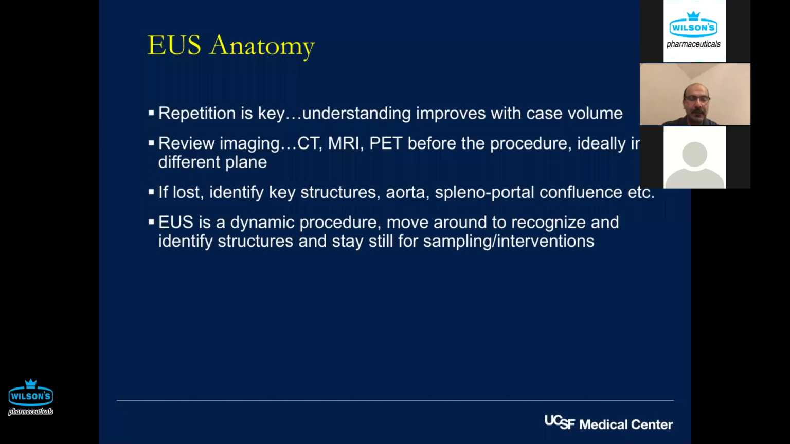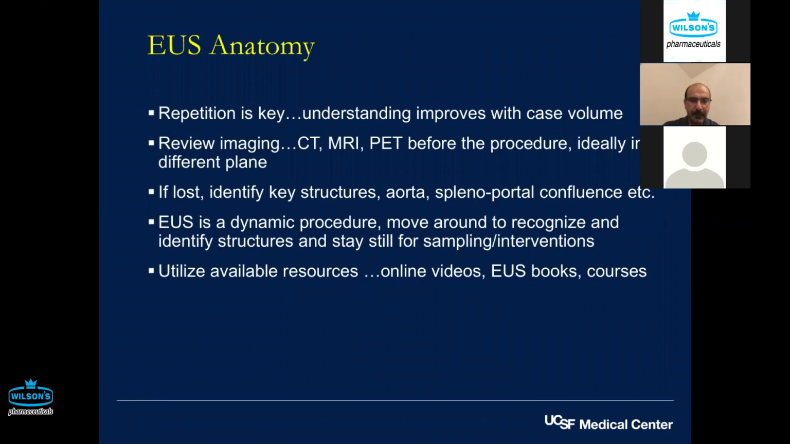This is in order. If you're lost, identify your key structures. Figure out what arteries you recognize: aorta, celiac, splenic vein, splenic artery, and figuring it out. You can use your Doppler flow, etc. And then utilize online videos, EUS books, courses. I think I should add Twitter to this.